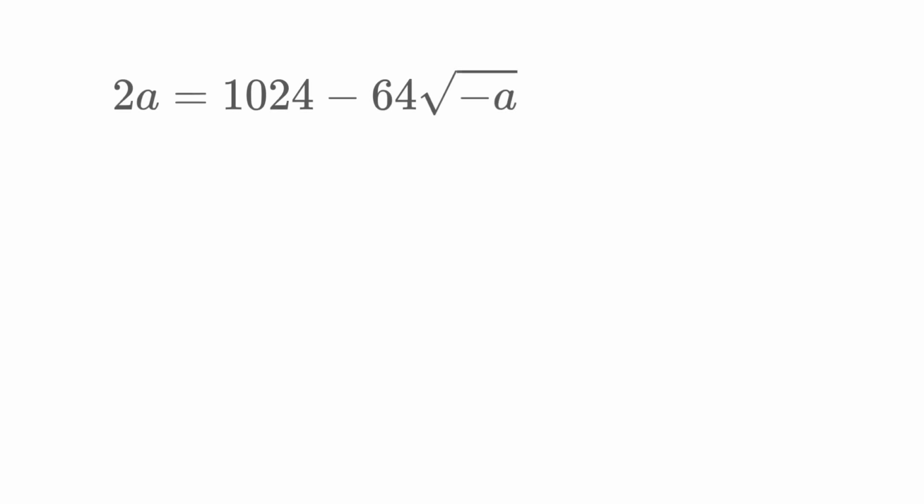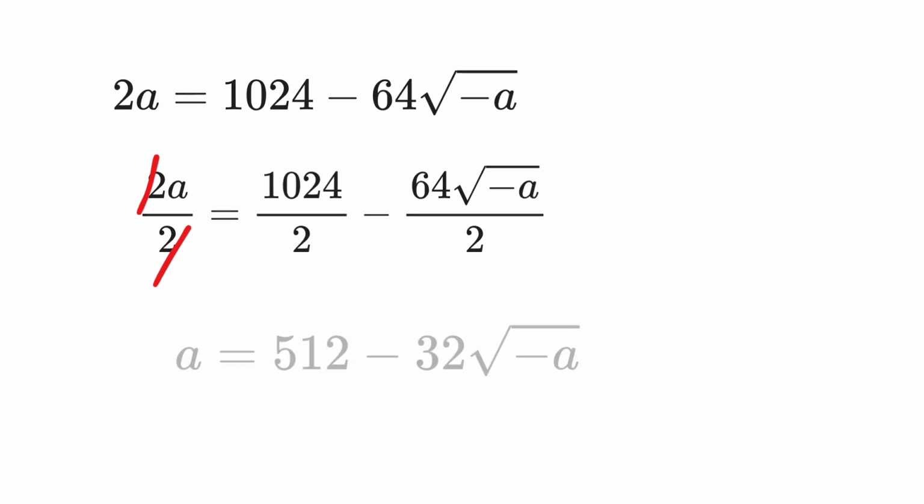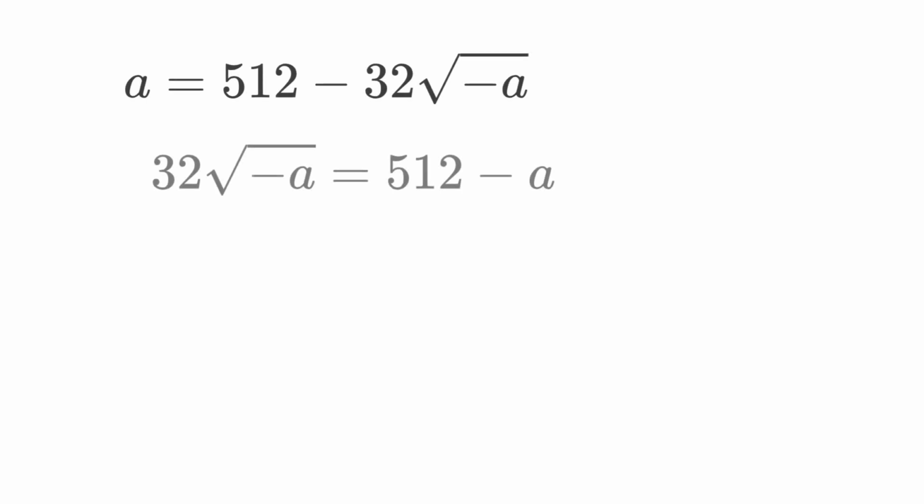Now divide both sides by 2. 2 and 2 will be cancelled out, and 1024 by 2 is 512 and 64 by 2 is 32. Then we get a is equal to 512 minus 32 square root of minus a. We should rewrite this equation. Now square on both sides.